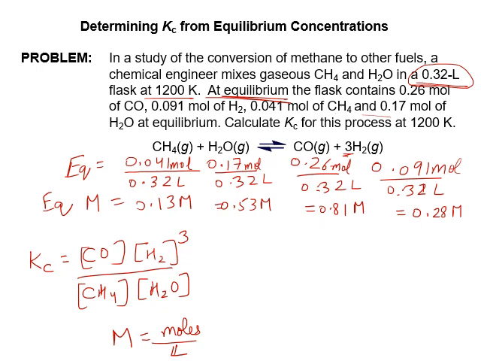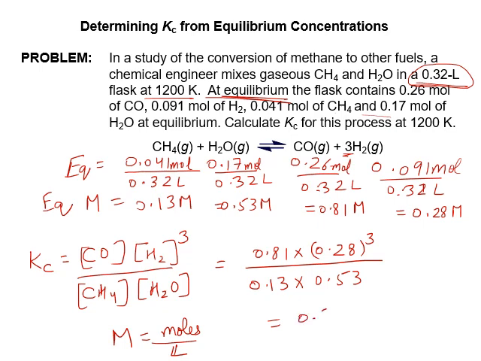So now that I have molarities for each of these, I can plug those values in here. CO 0.81 times 0.28 cubed divided by 0.13 times 0.53. Plug this into your calculator and solve for your value of Kc. It gives me 0.26. So that would be my value for Kc. As long as the concentrations at equilibrium are given, you can just plug those values directly in. Otherwise, you somehow have to figure out the concentration at equilibrium.